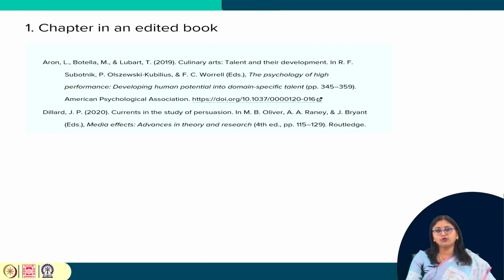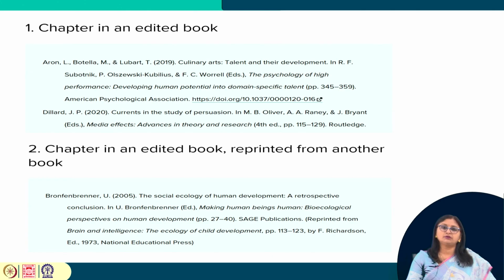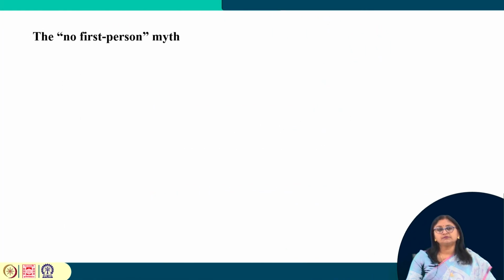Then the chapter in an edited book. If you are going to give the reference, you mention the chapter, in which book title, and similarly we give the author's name with the year, and if the book link is available, then give the link of the book, either the DOI number or the available link. So, it depends on the type of publication. For a chapter in an edited book, or a reprint from another book, you have to mention accordingly. I have given samples here, so please go through them, and otherwise you can follow the APA style referencing manual, APA 7.